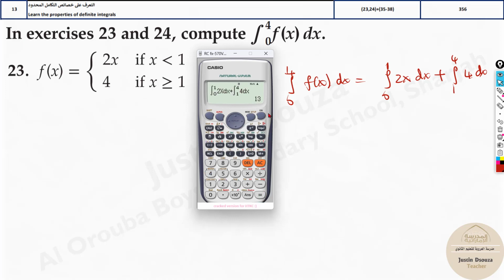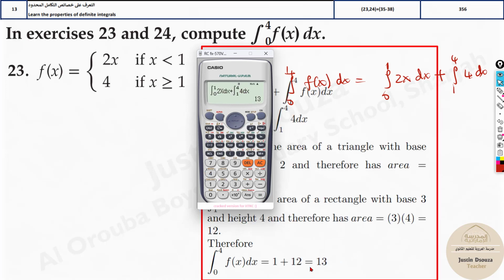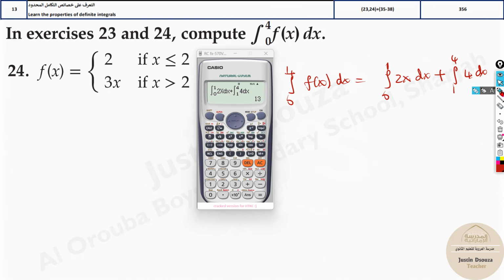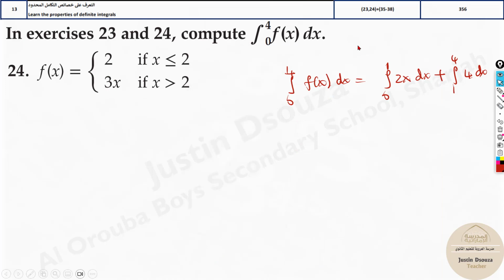And that's the answer, 13. The final answer would be 13. For this question, it's the same thing, but first we need to change the limits here and then the function as well. So I'll write it out over here.